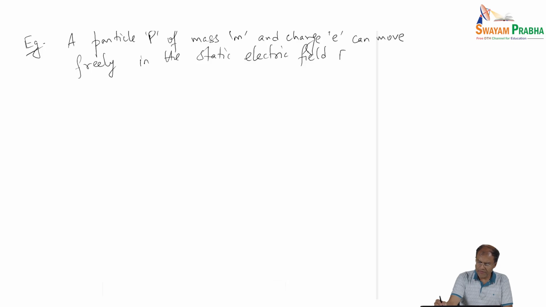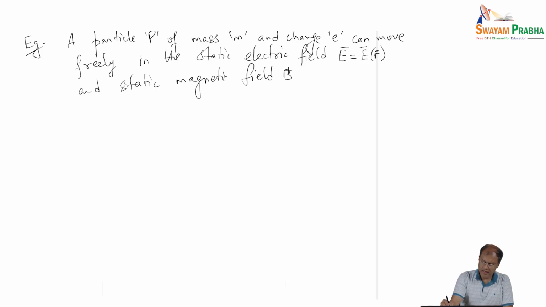The static electric field E is equal to E of R, right? And the static, let me write this statement and I'll explain. The static magnetic field B, which is B of R comma T.